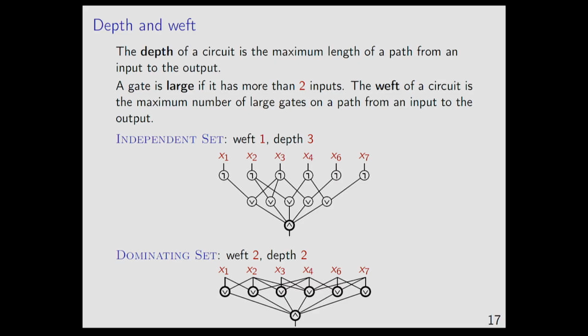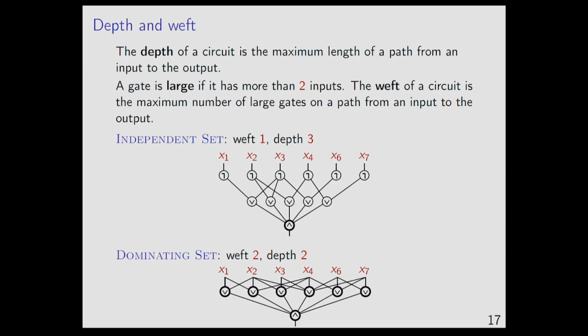So this is why weft is 1 and depth is 3. But look at dominating set. Now this OR gate depends on whether it is 2, 3, 4 or 5, depending on the size of the closed neighborhood, correct? So even these can be big gates, and the big OR of them, and the big AND of all of them, can also be big gates. So in this circuit, weft is 2 and depth is 2, correct?